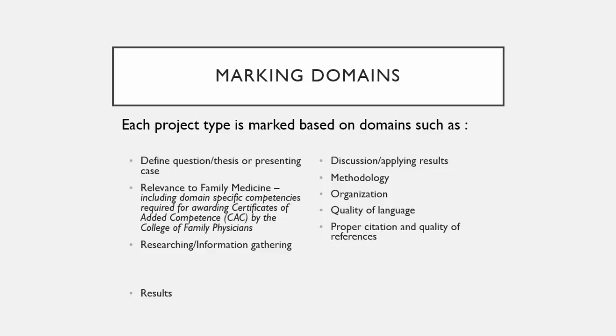So we'll look at marking domains and how each project is marked. They are marked based on domains such as defining the question, the relevance to family medicine, and this does include the domain-specific competencies required for awarding the certificates of added competence, so that being palliative care, emergency medicine, etc. Researching or information gathering, results, discussion, methodology, organization, quality of the language, proper citation, and quality of references.